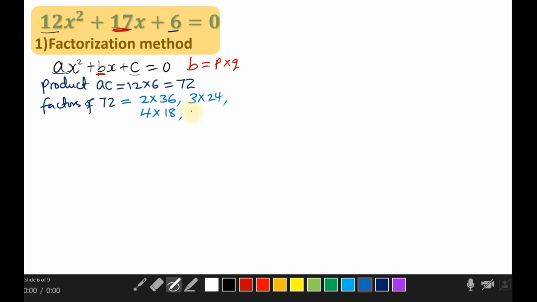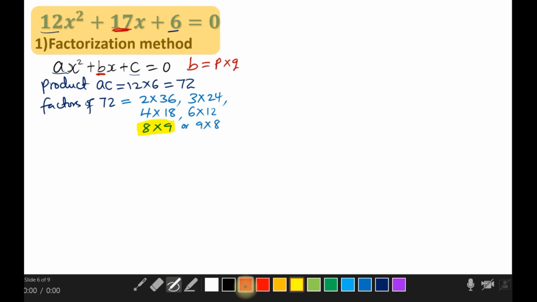We try the other one, 6 times 12. If we add, it gives us 18, that is not 17. And lastly, we can also try the other one, 8 times 9. If we add 8 times 9 or 9 times 8, this will give us 17. So for that case, this is what we shall take, either of them.